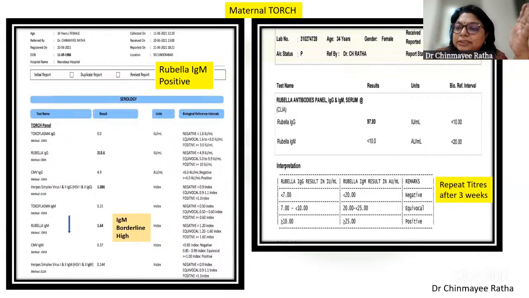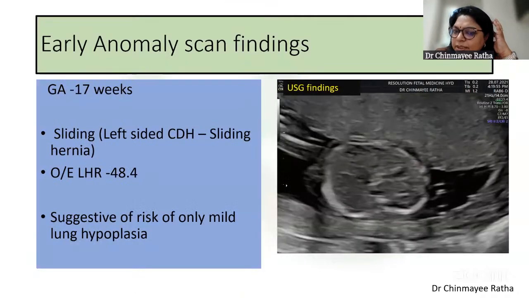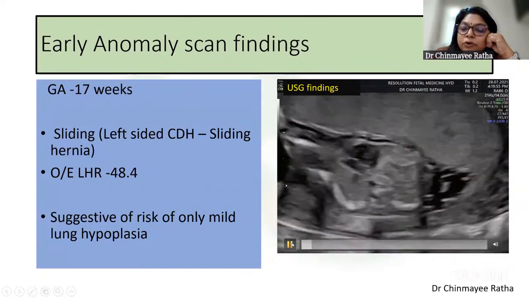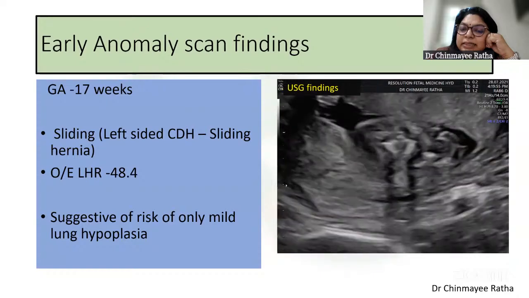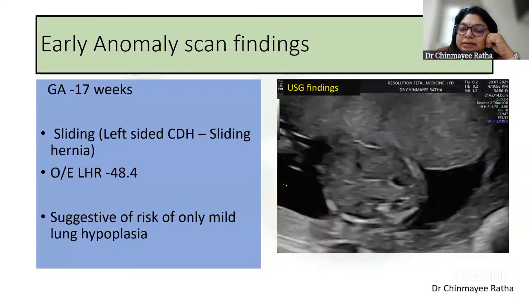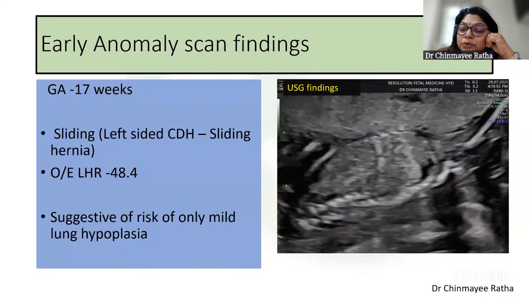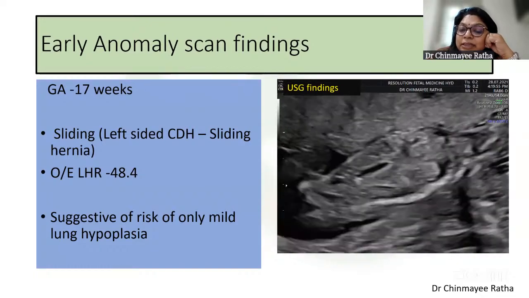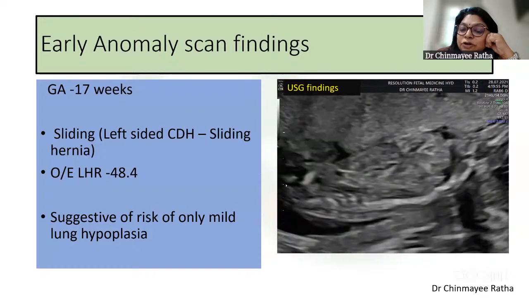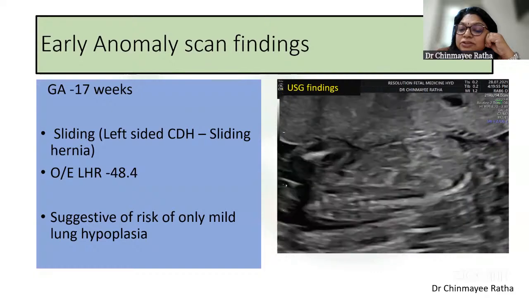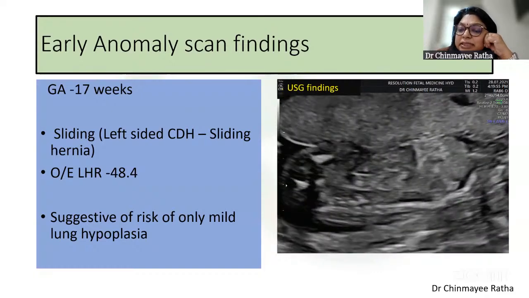But again, you know how it is. Anyway, we had planned an amnio at 16 weeks. So with the amnio, we decided to do a TORCH PCR also. But before we did the amniocentesis, I did an ultrasound scan. And in the ultrasound scan, surprisingly, we found that stomach was in the abdomen, no doubt. But in the process of the scan, I saw the stomach sliding up into the thorax, and this was a case of a sliding diaphragmatic hernia.